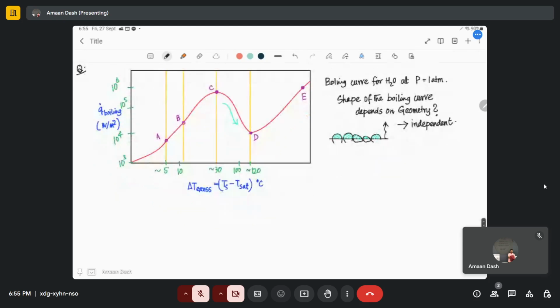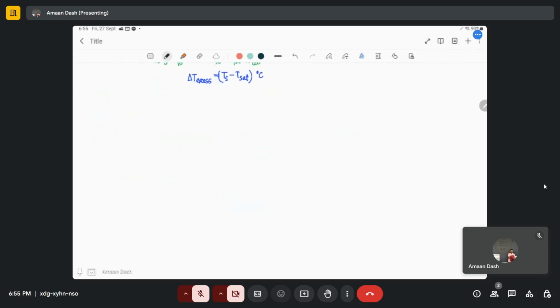Okay. Now let's move on to the next question. In this question we'll consider a kind of power plant. So we have steam in the condenser of a power plant. So this is the system.